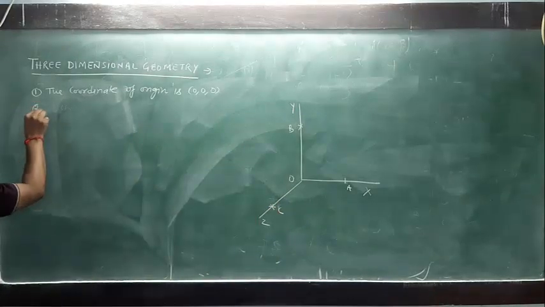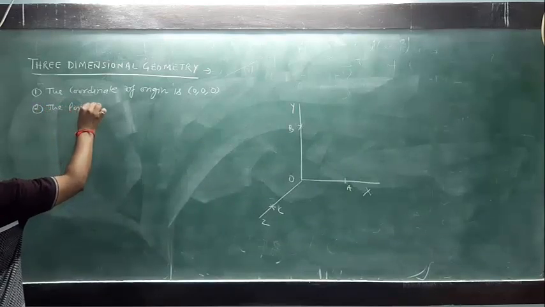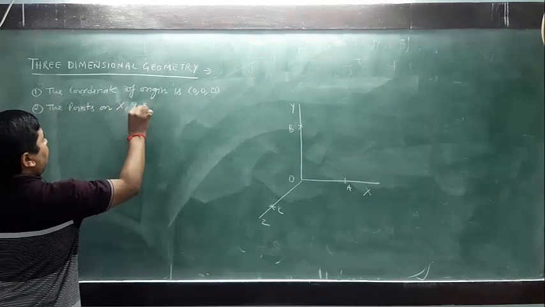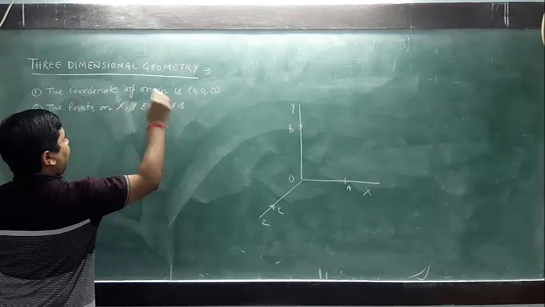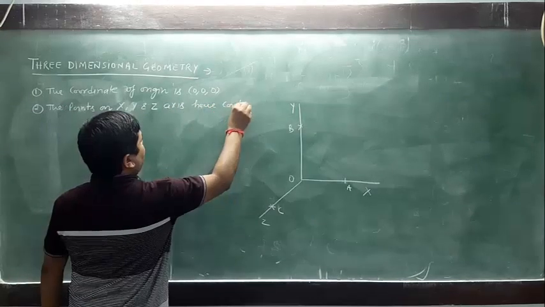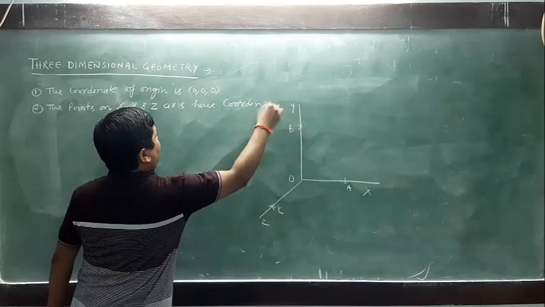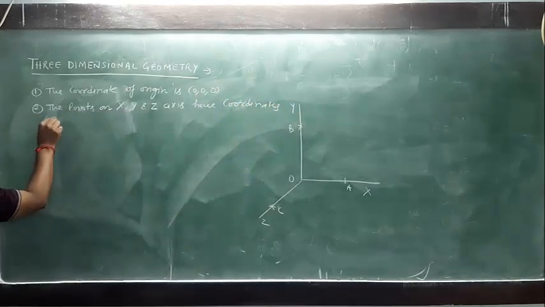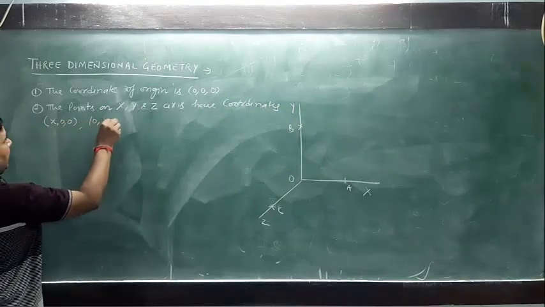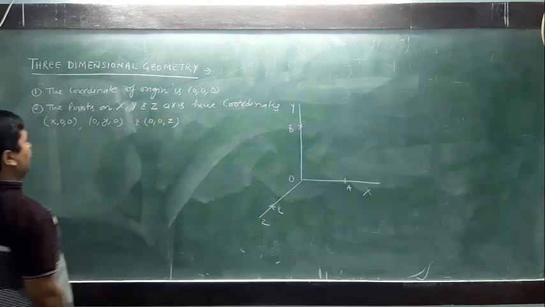Number 2, the points on x, y and z axis have coordinates x, 0, 0; 0, y, 0; and 0, 0, z.